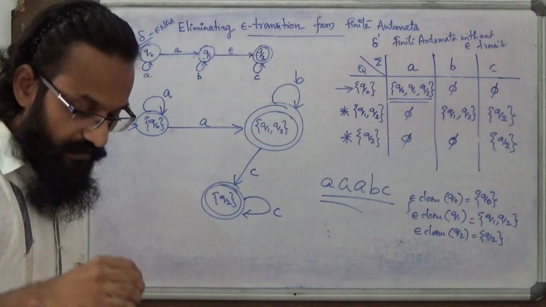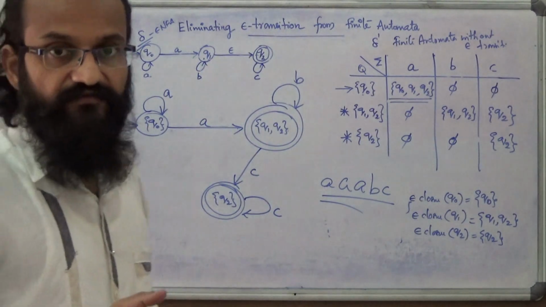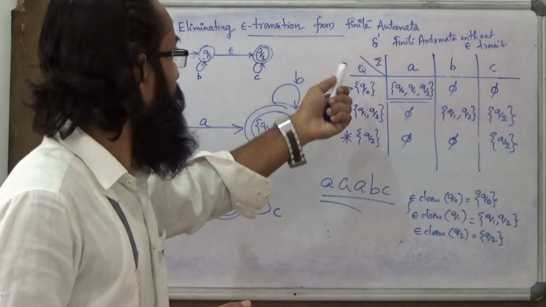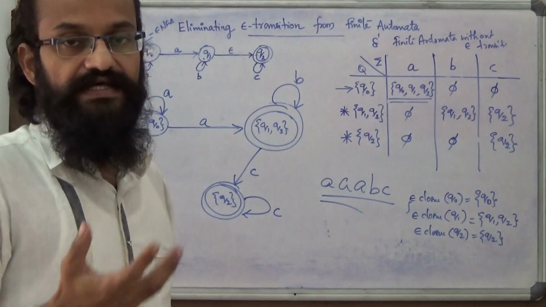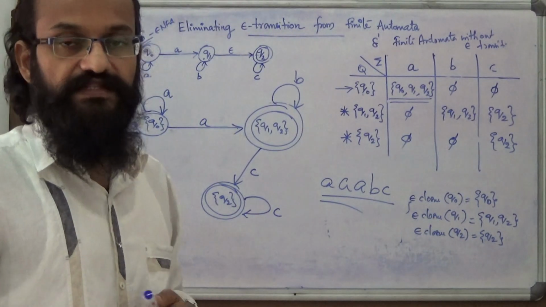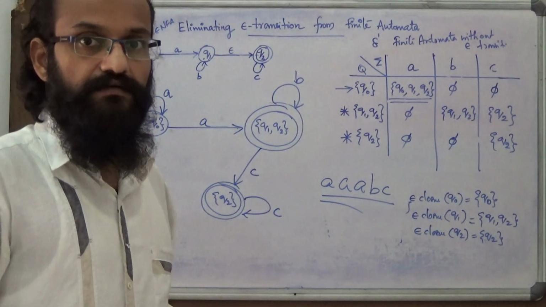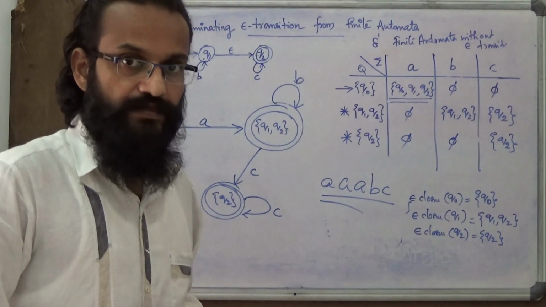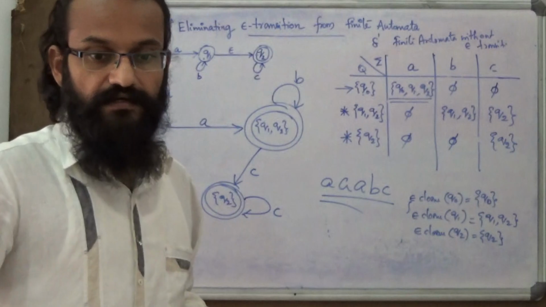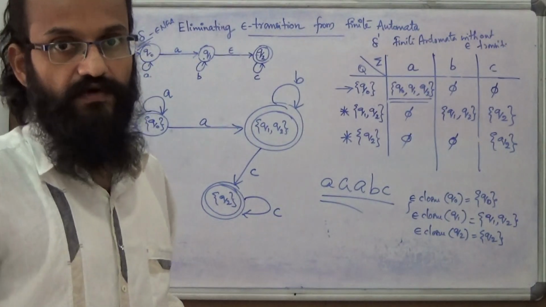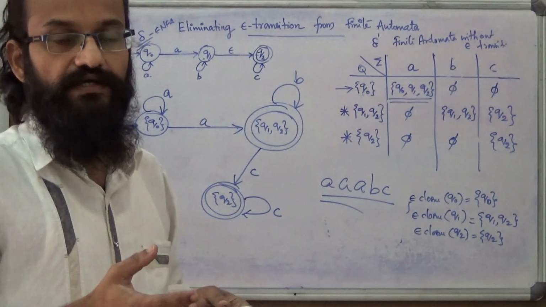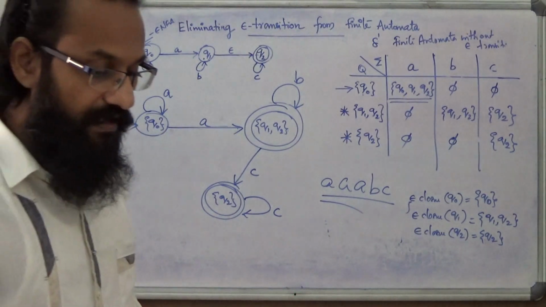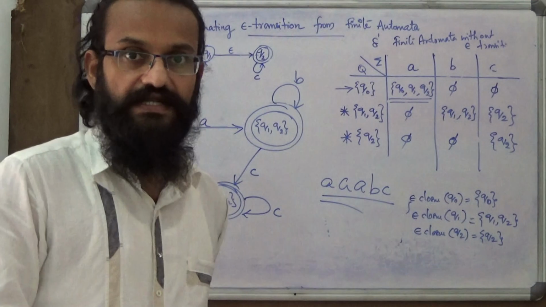So from this it is clear that if you are given any epsilon NFA, you can eliminate that epsilon transition so that you will end up with a finite automata. It could be an NFA without epsilon transition, or sometimes you will end up with a deterministic model. In all cases, it's not necessary to end up with a deterministic model, but you can simply eliminate epsilon transition from the given finite automata.